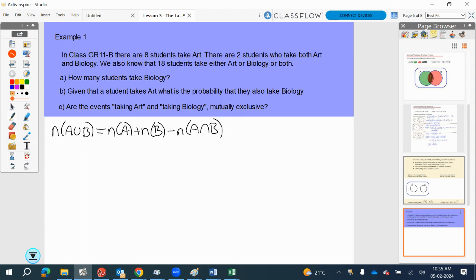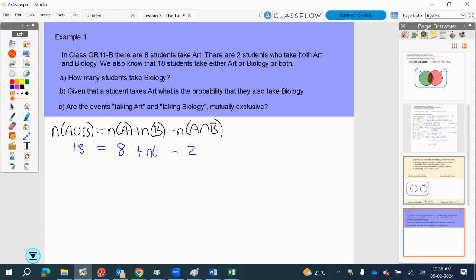Which of these do we have? So there are 8 students who take art. Which one is that? A. So that's this one. There are 2 students who take both art and biology. That's the intersection. We also know that 18 students take either art or biology or both. That's the union.